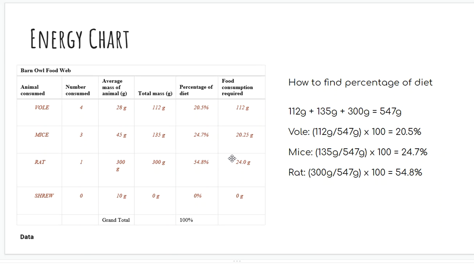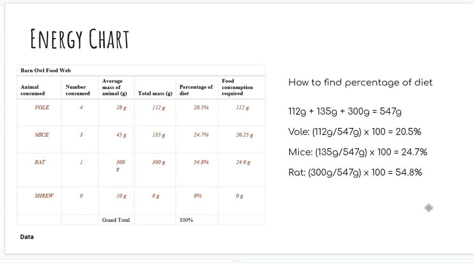Now look at the rat. This is interesting. So the barn owl hunts one rat, very large organism, right? We can see here the average mass is 300 grams. But when consumed, that one rat, that 300 grams divided by the total, 547 times 100, gives us 54.8%. So by consuming one rat, a larger organism, we can see that over half the energy that the owl consumed comes from that rat.